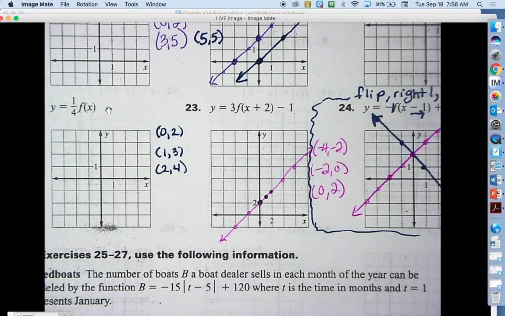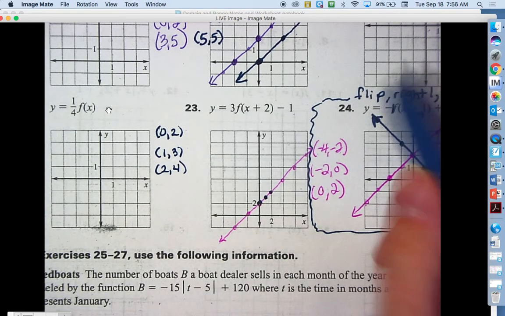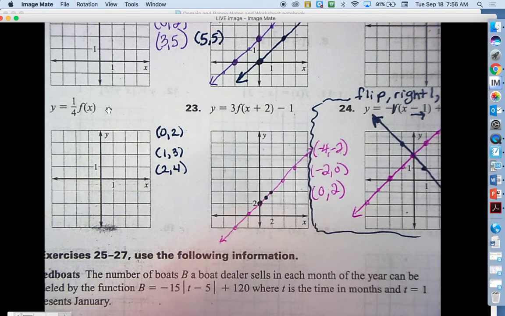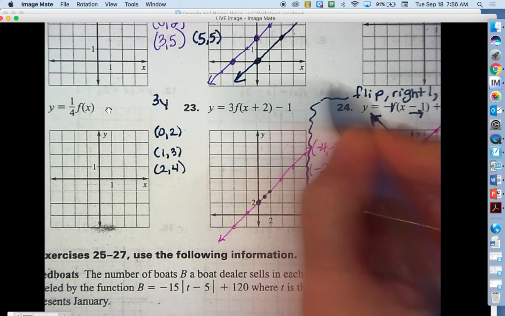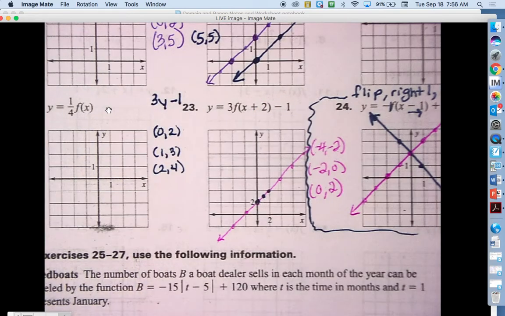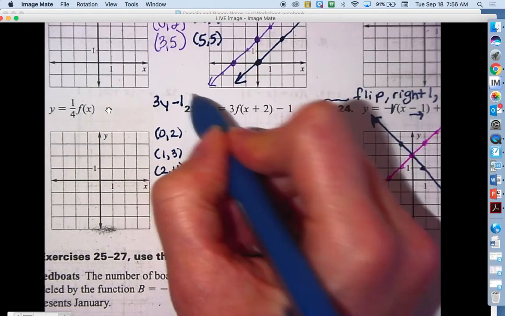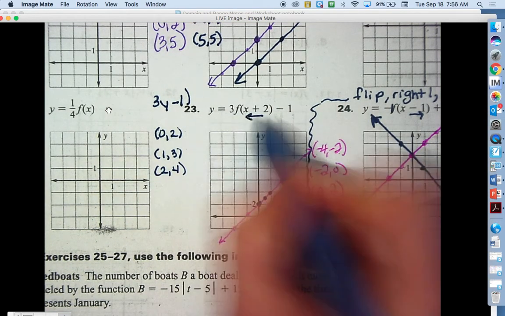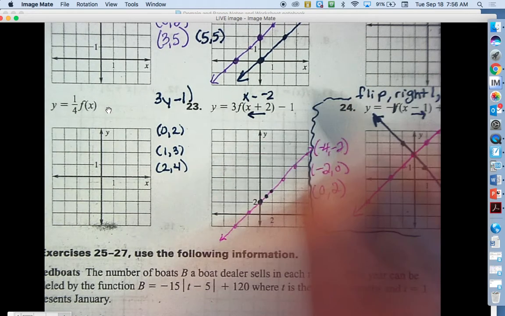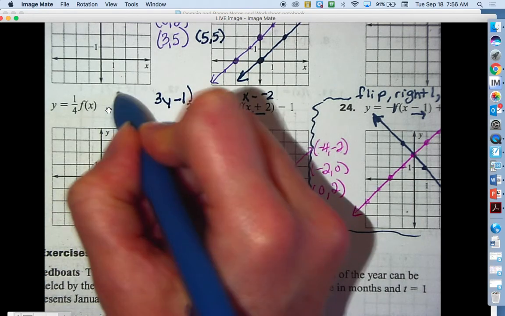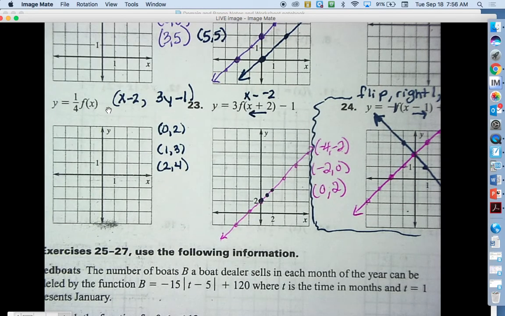And then when you're looking at the problem, the 3 in front of f is the same thing as saying take 3 times y. The -1 is also with the y. So 2 things are affecting y. So we have 3y minus 1. The x, well, this says +2, but that really means we have an x minus -2. So the graph is really moving to the left. So our x values need to be subtracting 2 from them. So we have x minus 2 and then 3y minus 1.